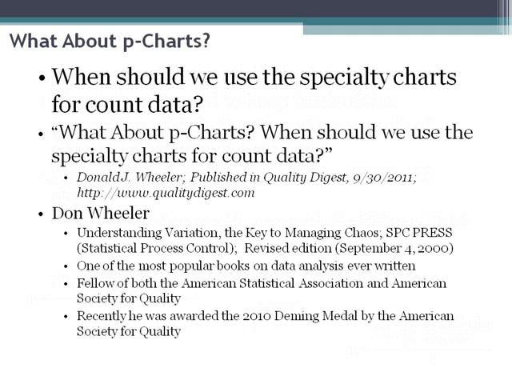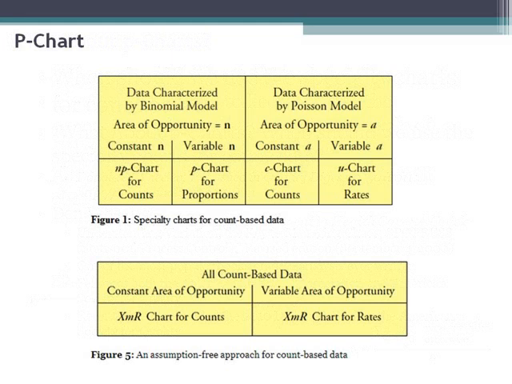The Joint Commission guide that I keep referencing goes over P charts very quickly, doesn't really fully explain P charts. There's a great table in this article that describes when you can use a P chart. Data characterized by binomial model, that was the yes or no, 0, 1, heads or tails, and then a variable n, so the sample size changes month over month or whatever that time period is. And I think that's when a P chart becomes most valuable.